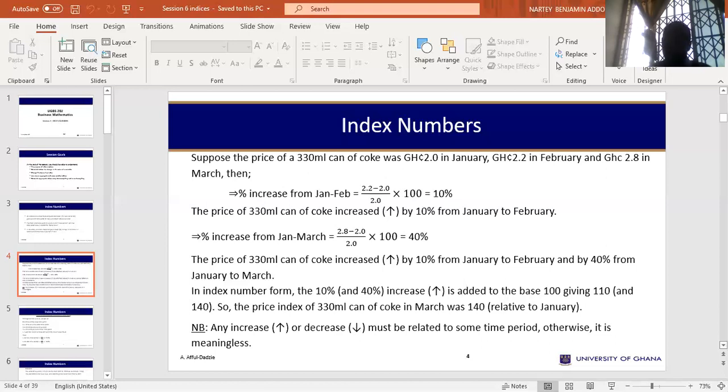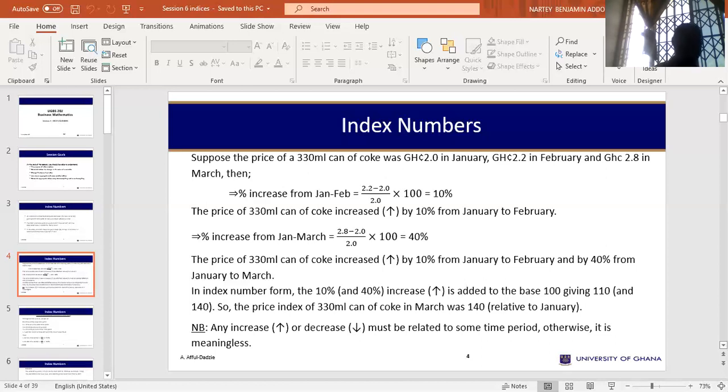So the price index of a 330 ml can of Coke in March was 140, relative to what? January. That's why we say it's a relative number. The number relates to a particular period. Any increase or decrease must be related to some time period, otherwise it is meaningless. When you say there has been an increase in price, increase from where? If it does not relate to a particular period, then it's meaningless.